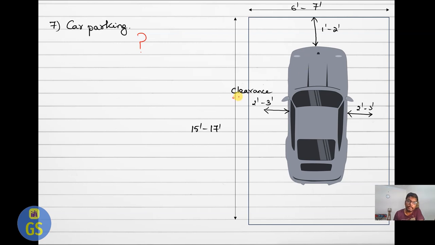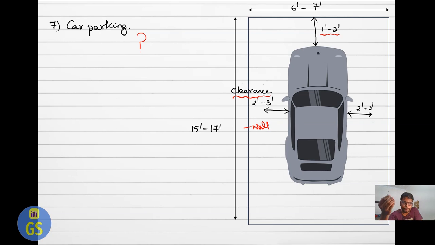One is called clearance. So what is this clearance? When you open the car door, there should be a clearance for exiting. So when you exit from the car, there should be some clearance from the wall. So consider this as a wall, and from the wall, the gap to the car, at least 2 feet by 3 feet should be provided. And in the same way on the front side. If you have a wall on the front side, when you park a car, 1 feet by 2 feet you can provide.